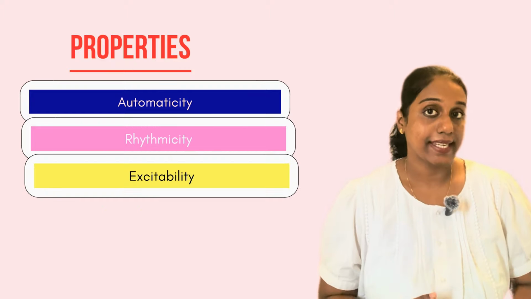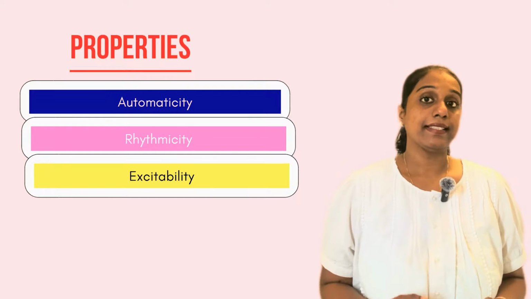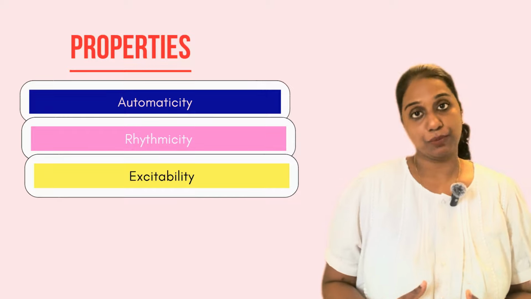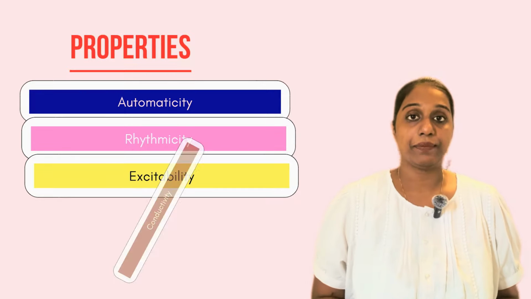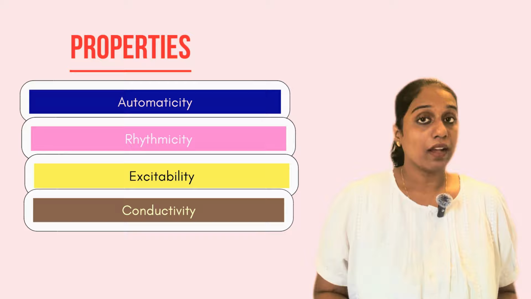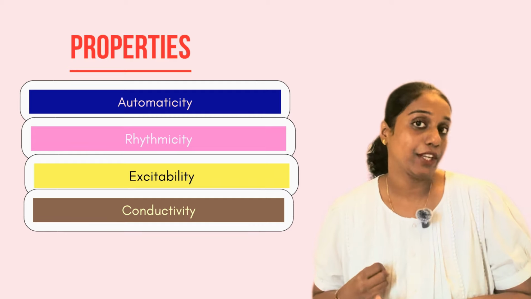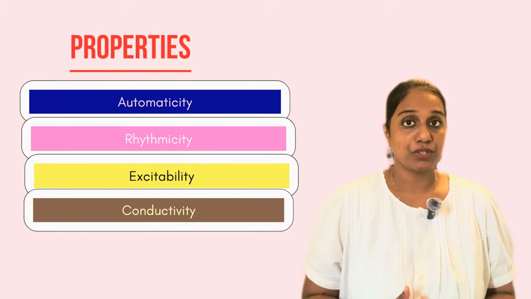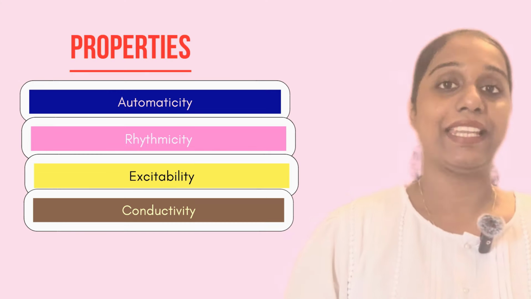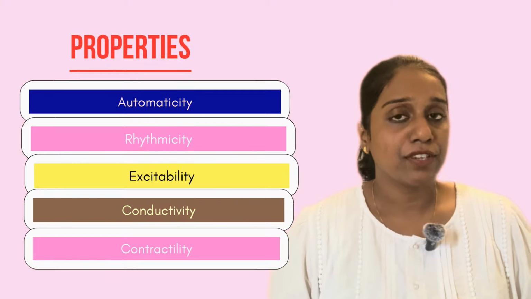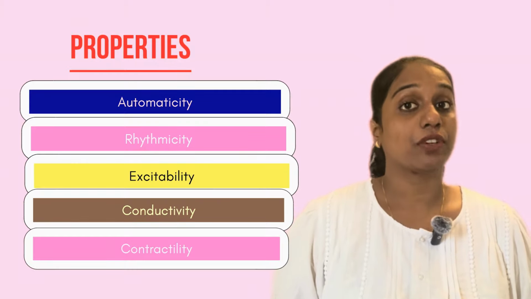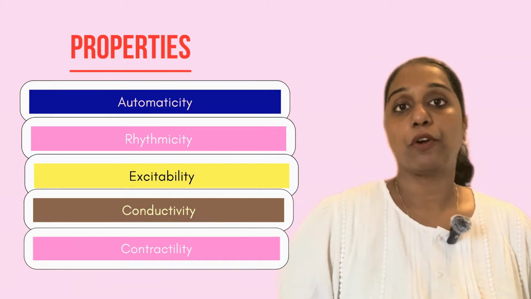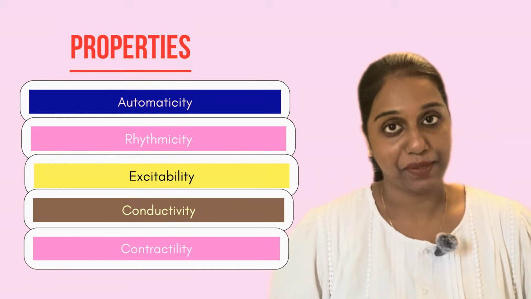The third one is excitability. That is, the cardiac muscle cells can respond to an electrical stimulus and produce an action potential. Fourth one is conductivity. Electrical impulses spread through the cardiac conduction system, which includes the SA node, AV node, bundle of His, and Purkinje fibers. And this ensures a coordinated contraction. Finally, contractility. This refers to the ability of cardiac muscle fibers to contract forcefully and pump blood effectively. So these are the five important physiological properties of cardiac muscle.